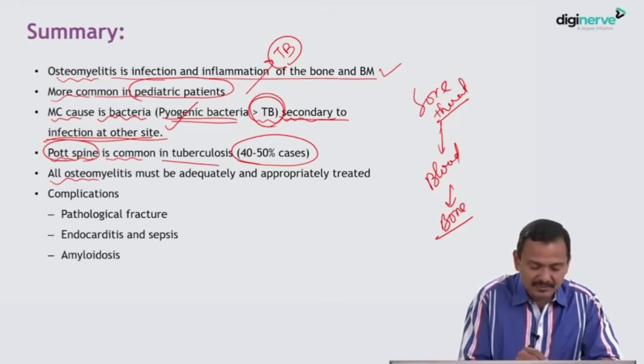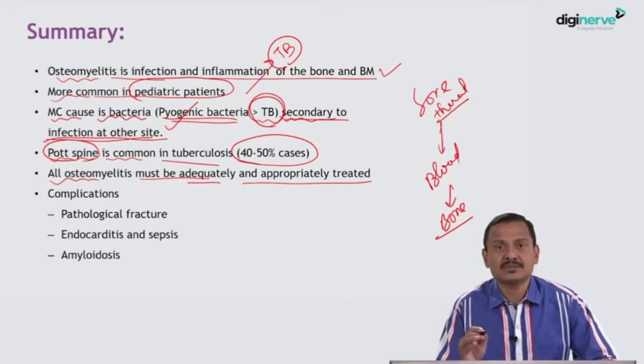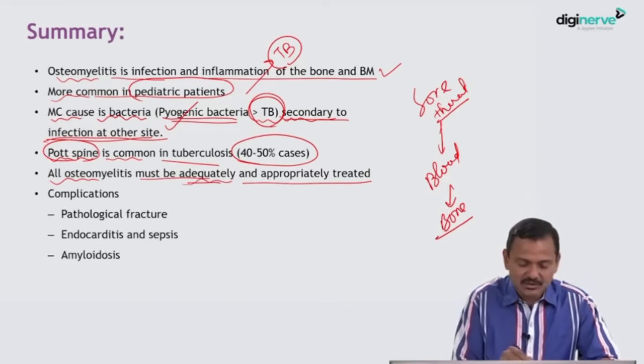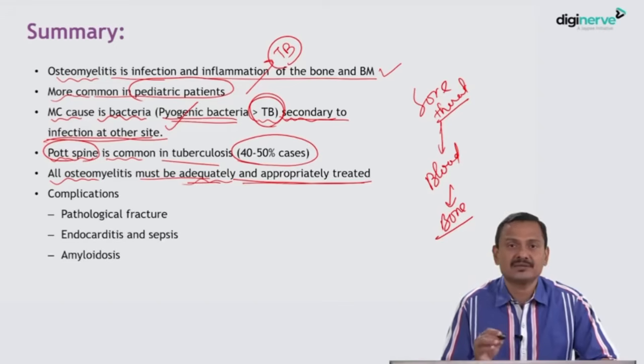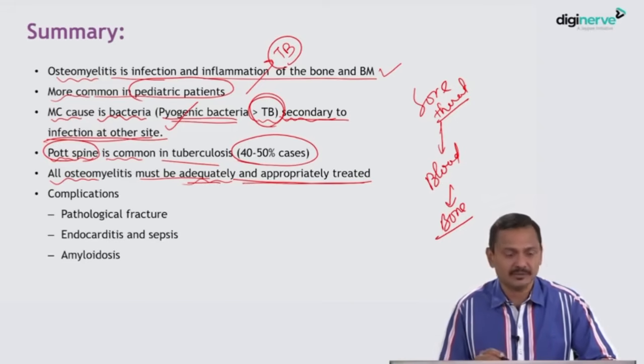All osteomyelitis must be adequately and appropriately treated. The organism must be identified and the infection has to be treated in the acute stage. Once the disease goes to a chronic stage, it is very difficult to contain or totally control this infection and inflammation, and then the complications cannot be avoided.